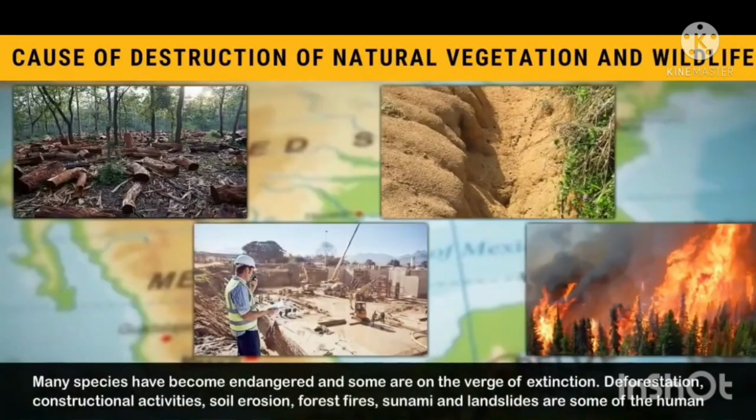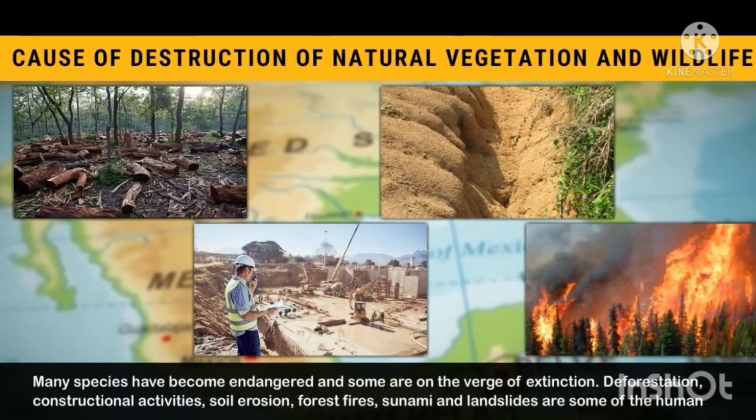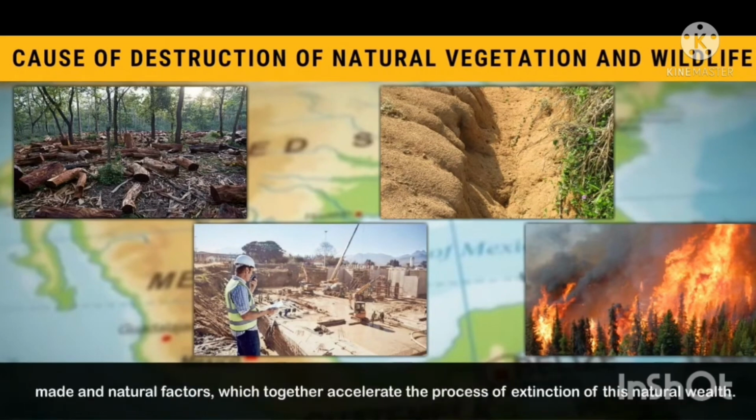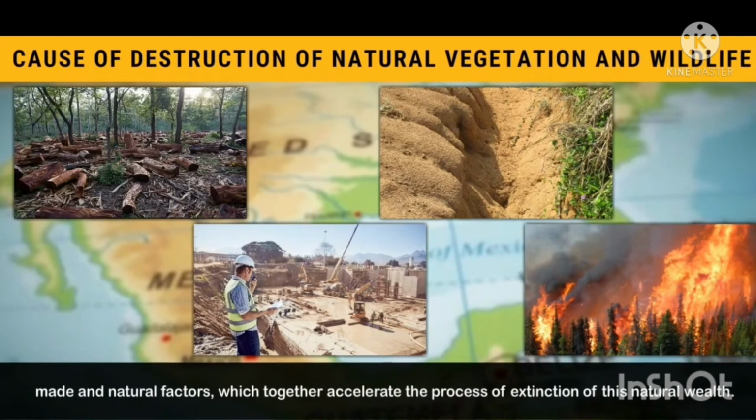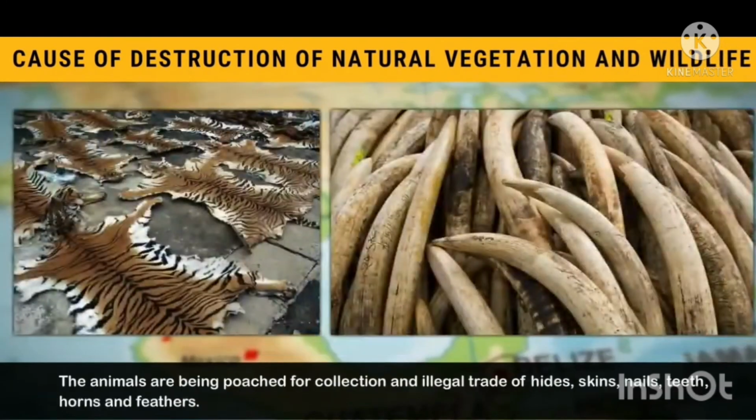Many species have become endangered, and some are on the verge of extinction. Deforestation, constructive activities, soil erosion, forest fires, tsunamis, and landslides are some of the human-made and natural factors which together accelerate the process of extinction of this natural wealth.